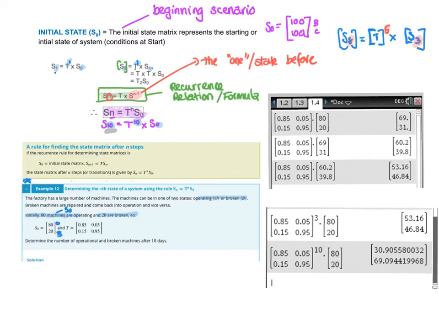All right, and here they've said there's a transition matrix. Now they've said determine the number of operational and broken machines after 10 days. So I've just done it up here to step you through so we can sort of explain.